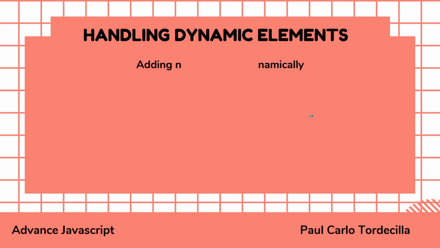One of the powerful aspects of event delegation is its ability to handle dynamic elements seamlessly. Since the event listener is attached to the parent element, newly added child elements will automatically be handled without additional code.